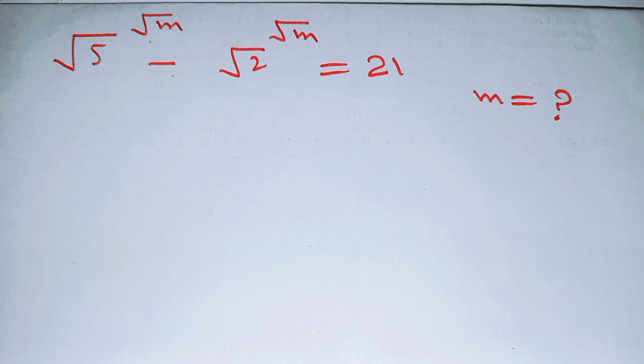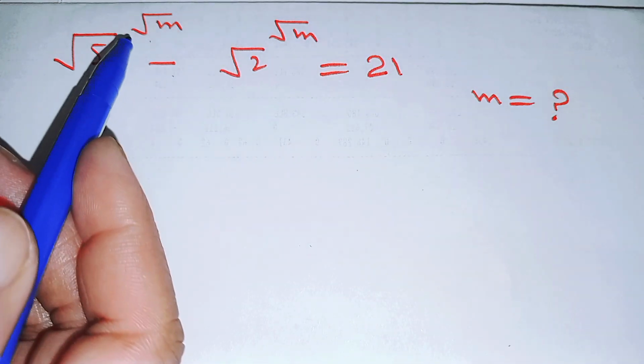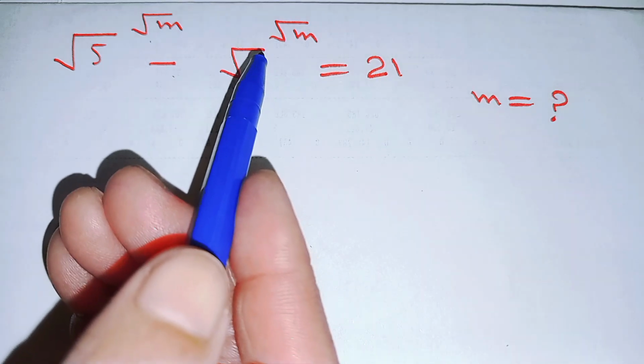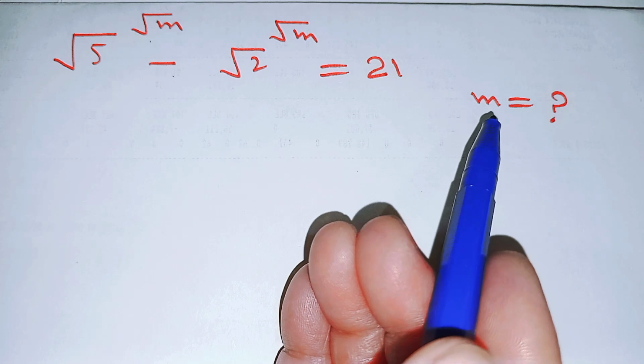In this video we are going to solve a nice algebraic problem. We have to solve a math exponent simplification: square root of 5 to the power of square root of m, minus square root of 2 to the power of square root of m, is equal to 21. Here we find the value of m.